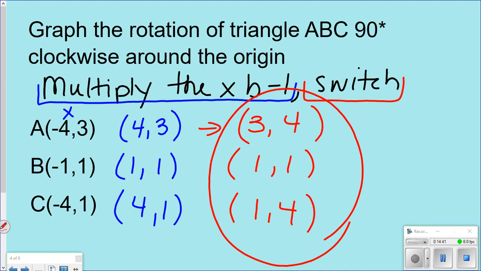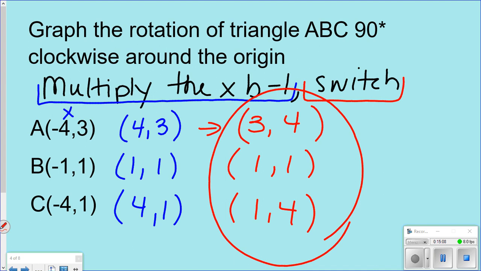I feel like I need to show you what that looks like. So (-4, 3), this was A. (-1, 1), and (-4, 1). Okay, so that was my original. Now here's it rotating: (3, 4), (1, 1), and (1, 4).